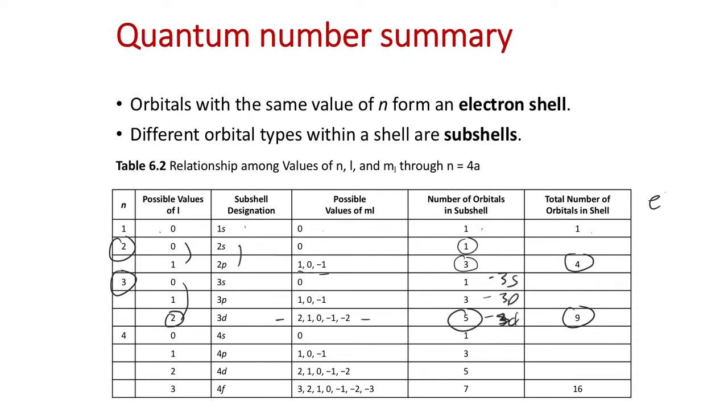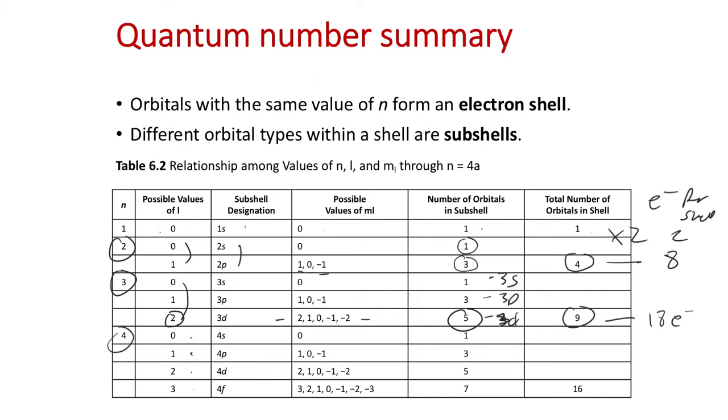If we start thinking of electrons per shell, it's just n squared times 2. So we get 2 electrons for the 1s, 8 electrons into the n equals 2 shell, 18 electrons into the n equals 3 shell, and then we'll stop at 4.